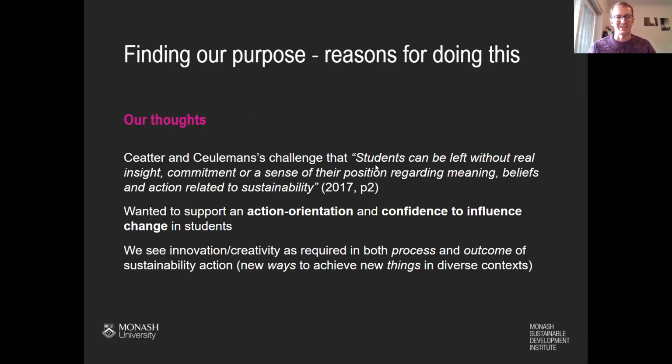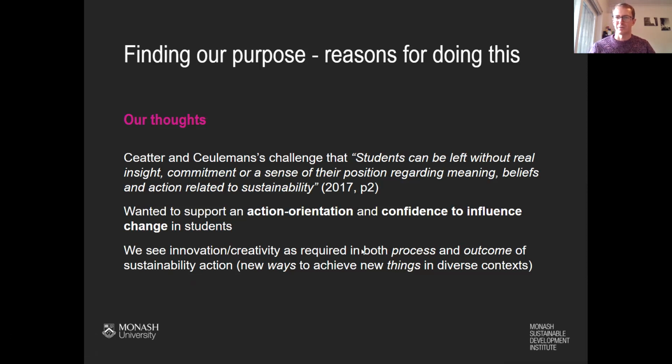And we think that this challenge is a really wonderful quote that we've come back to quite a few times over the years: that students can sometimes, and this is even sometimes we've observed in other parts of this master's, be left without maybe a sense of commitment or their position regarding the meaning, beliefs and action relating to sustainability. So action orientation is a really important part of what we're trying to achieve here.